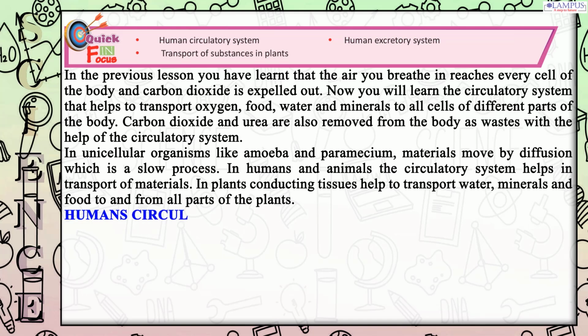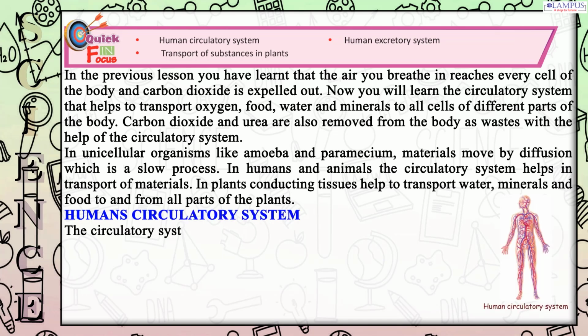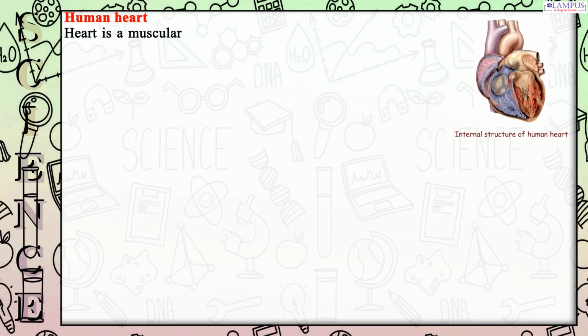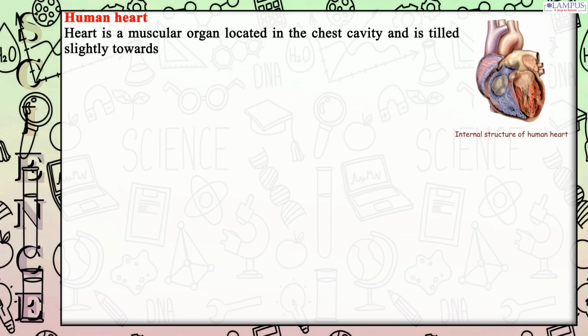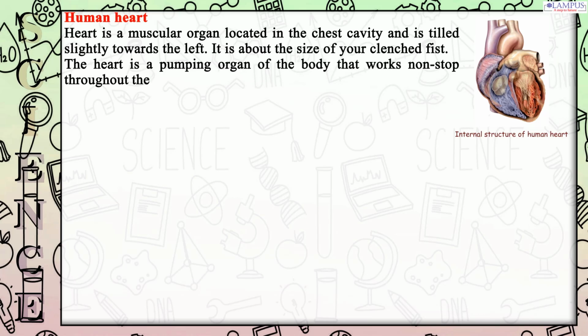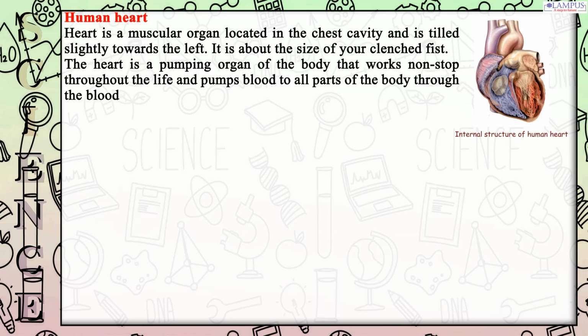Human circulatory system. The circulatory system in humans consists of heart, blood and blood vessels. The blood vessels consist of arteries, veins and capillaries. Human heart. Heart is a muscular organ located in the chest cavity and is tilted slightly towards the left. It is about the size of your clenched fist. The heart is a pumping organ of the body that works non-stop throughout life and pumps blood to all parts of the body through the blood vessels.